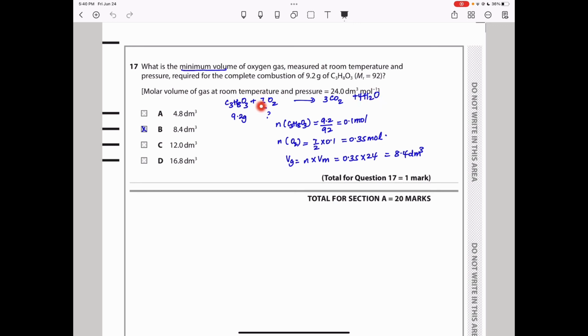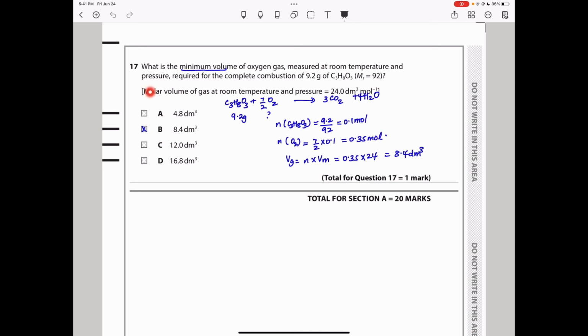This shows you that it should be 7/2 moles of oxygen. Now, since I know this mass, I'm going to use the molar mass given here to find the number of moles of this organic compound. So number of moles of the organic compound is 9.2, which is the mass, divided by the molar mass 92, and it gives me 0.1 mole. So I want to find the volume of oxygen. Since I know the number of moles of this, I multiply by 7/2 to find the number of moles of the oxygen gas. And then I can use the molar gas volume equation to find the volume of gas.